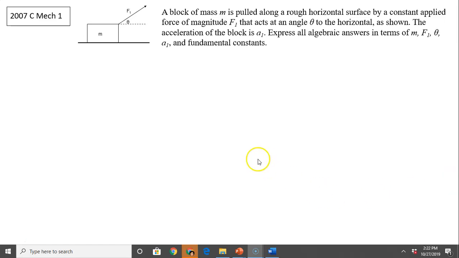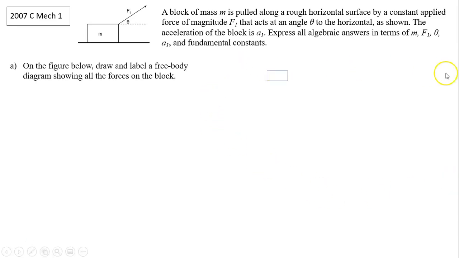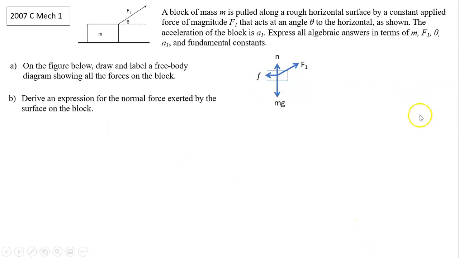By the way, fundamental constants basically means g. Okay. Question number 1. On the diagram, draw and label a free body diagram. Show all the forces acting on the block. So we know there is definitely gravity. We know there is applied force F1 at an angle theta here. There is also a normal force, so we label it N, and then there is a friction force, which is opposite of your motion.